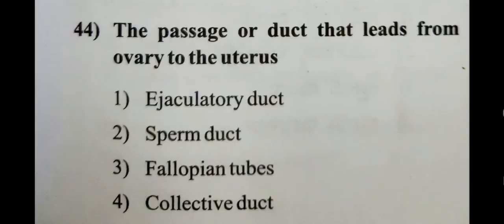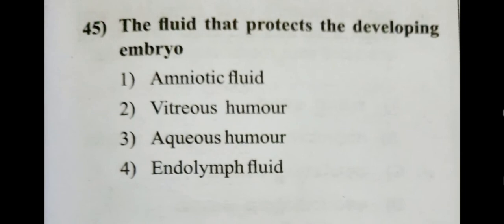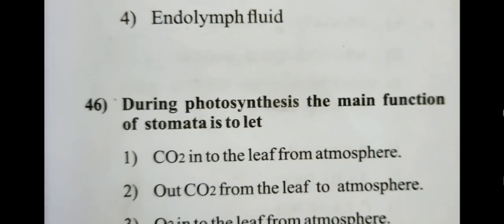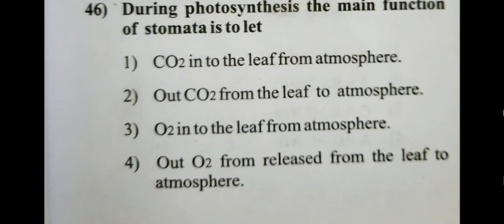The passage or duct that leads from the ovary to the uterus, that is the fallopian tube. Third option is the right answer. The fluid that protects the developing embryo, that is the first option, amniotic fluid. During photosynthesis, the main function of stomata is to let the carbon dioxide from the atmosphere into the leaf. That is, second option is the right answer.